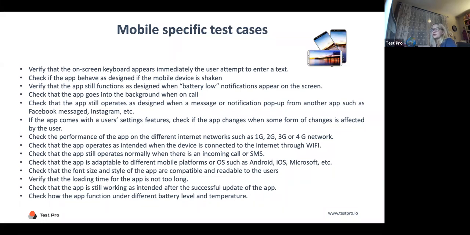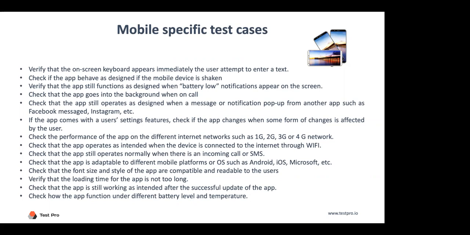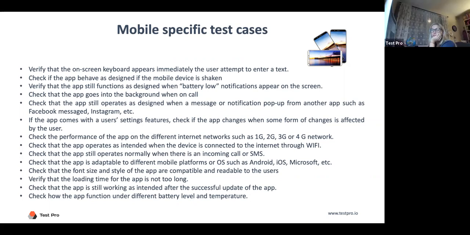Okay, next one is check if the application behaves as designed if the mobile device is shaken. Give me an example, guys. How will you test this one? What will you be checking, like an example of the application, maybe test scenario, test steps? Yeah, maybe the user can use his phone in a car or any other type of transportation. So the G sensor on the mobile device is going to get data like it's shaking, but in real life it does not.